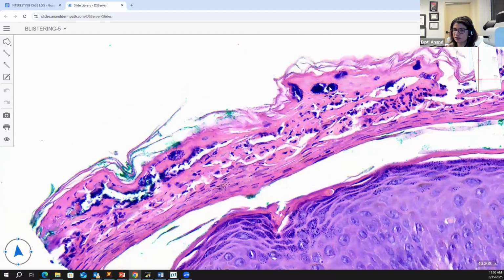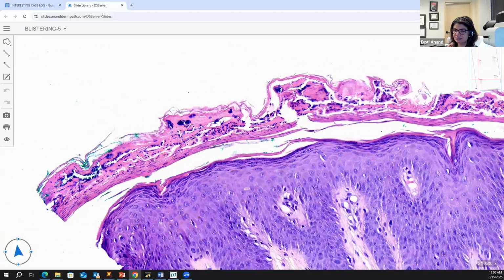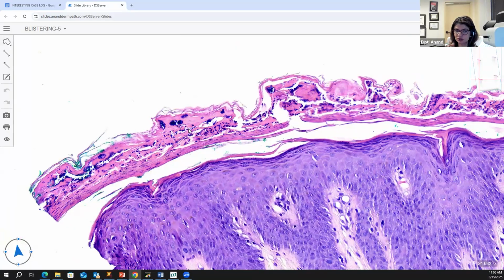So you have one over here, these are all staph colonies. So this is bullous impetigo. Again, a dirty subcorneal blister with neutrophils and bacterial colonies. I'm going to show you some more examples of this so that you know how to recognize staph colonies, because as soon as you see this, you're pretty confident that you're dealing with bullous impetigo.